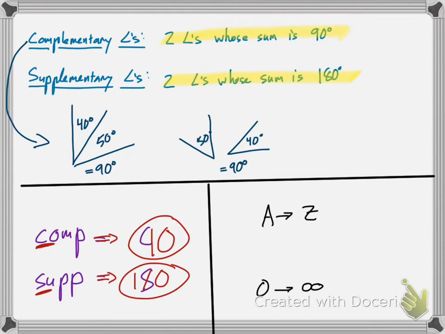Another trick that I use is C comes before S in the alphabet. 90 comes before 180 on a number line. And there we can sort of see C and 90, S and 180, they have that same relationship. So those are two little tricks to help you pair up the degree with the correct term.